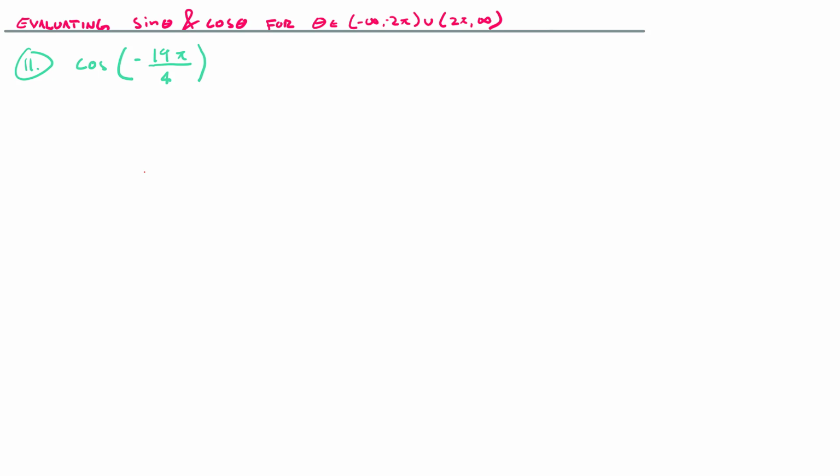Okay, here's another one. Cosine of negative 19 pi over 4. So now that we have these basic methodologies in place for how to solve this, let's go through a different example. This one's negative.